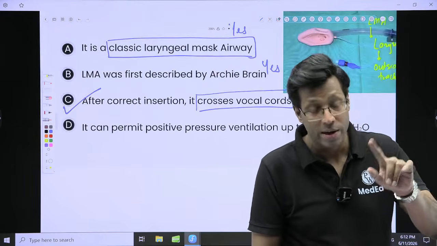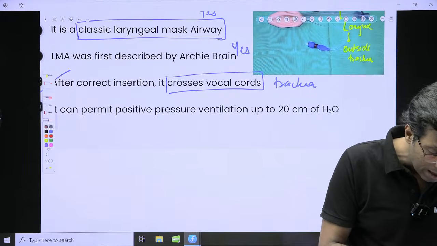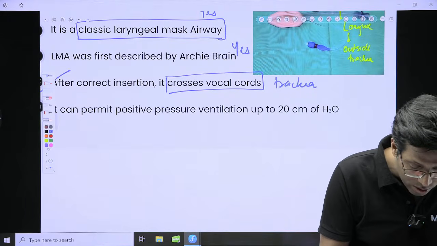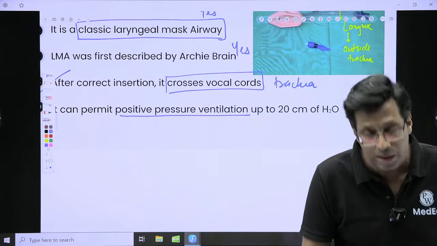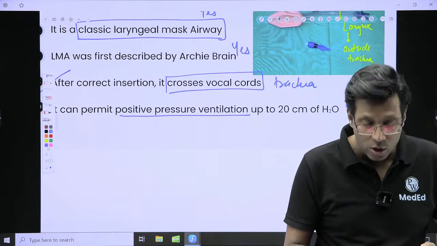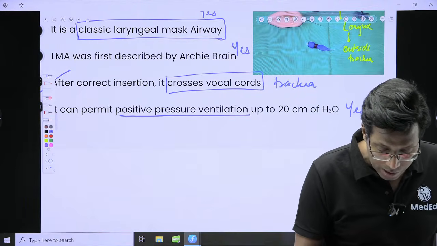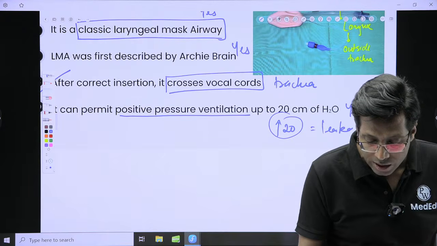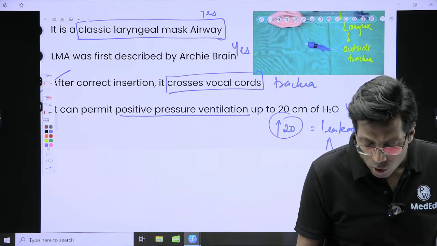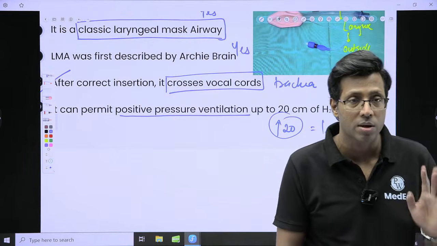The fourth, again, yes, you may get confused about this, but this is also a correct point, that it can permit positive pressure ventilation up to 20 centimeter of water. Yes, it can. If it becomes more than 20, then there are chances of leakage and aspiration, but don't go into too much details of that. Even with this much, it's sufficient that you can answer the questions.